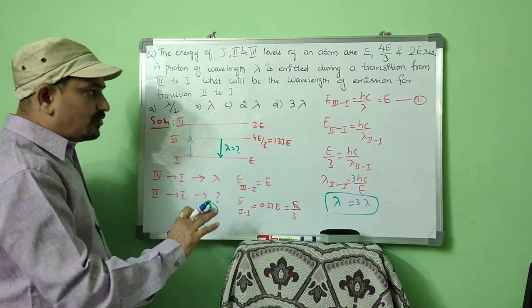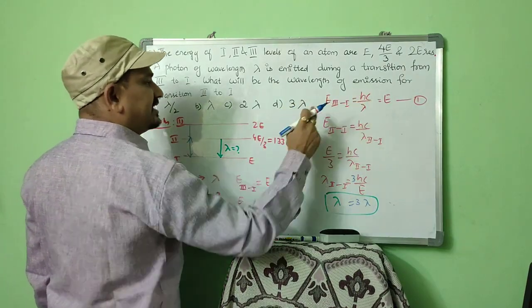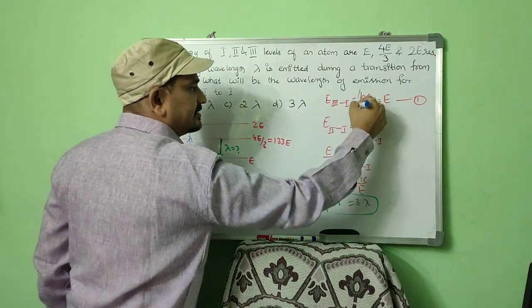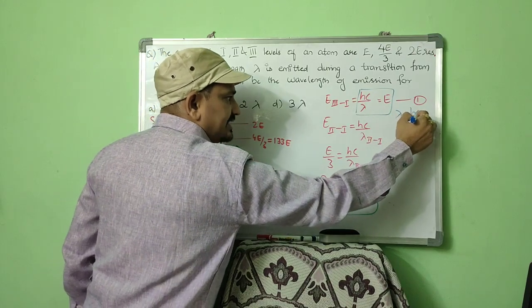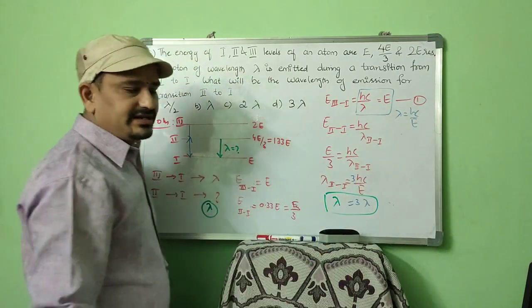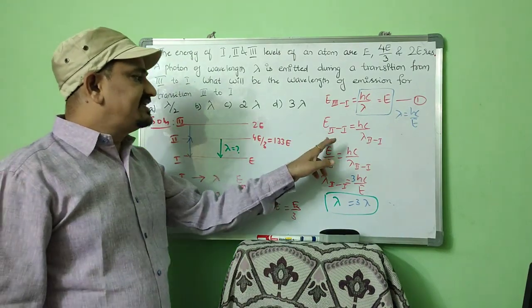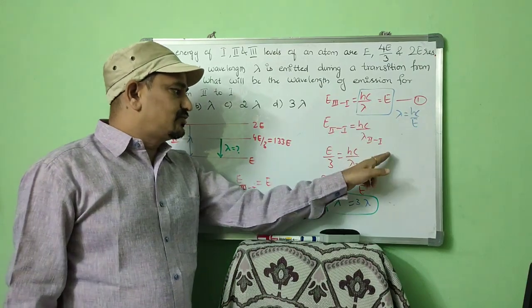Right? Now, for the 3 to 1 energy difference, E is equal to hc by lambda. Or from this, lambda equals hc by E. We can rearrange them. Similarly, for the 2 to 1 transition, the energy E by 3 equals hc by lambda 2 to 1.